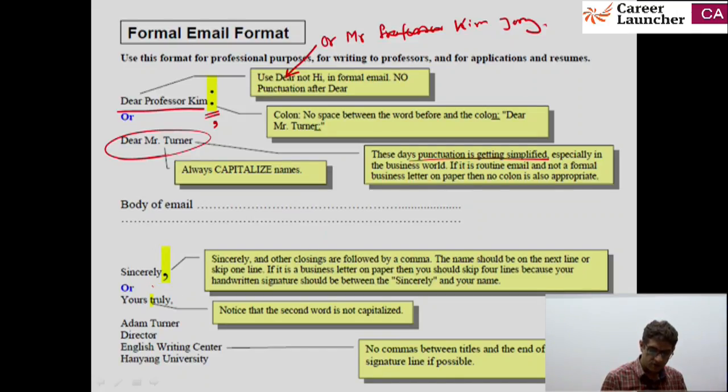So, your body, then you have once again "Sincerely yours" or "Yours truly". I ran you through a detailed version where we looked at the American way and the British way and the differences in terms of how these expressions can be formal or informal. So, you can use all that understanding here and create this, and then finally especially look at this part here. There are no commas between titles and the end of the signature line. So, you don't really need that comma.